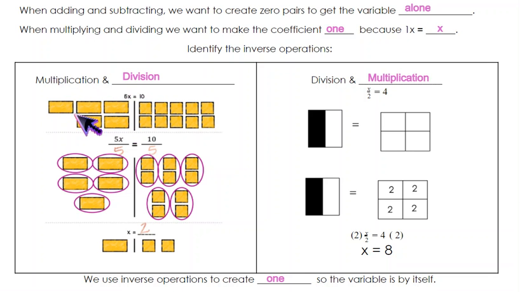So I have 5 x's here. I just want to get 1x. So I can see I have 5 groups right here, and then that gives me down to 1. And over here, I have 5 groups, and in each group I have 2. I have 2 in each group of 5, so that means x equals 2. All right, so the opposite of multiplication is division, and the opposite of division is multiplication. All right, we use inverse operations to create 1 so that the variable is all by itself, because 1x is the same thing as just x, because 1 times x is x.